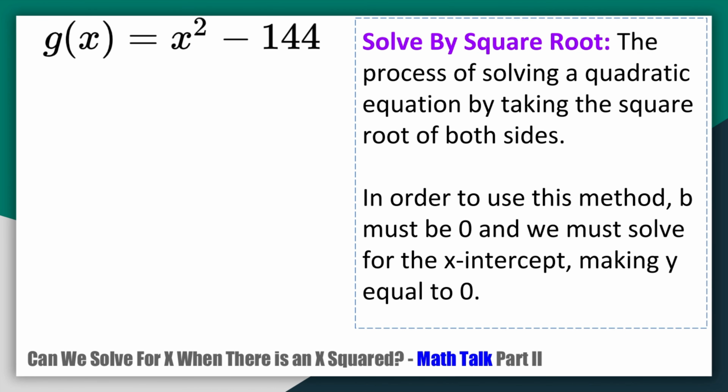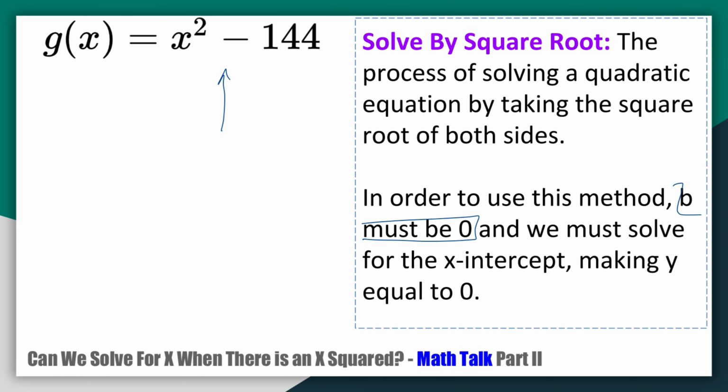So the solve by square root method is the process of solving a quadratic equation by taking the square root of both sides, okay? Now, in order to do this, we need the perfect situation. And what I mean by that is that your b value must be 0, okay? Notice how in this quadratic, we don't even see a single x, okay? It's an x squared minus 144.